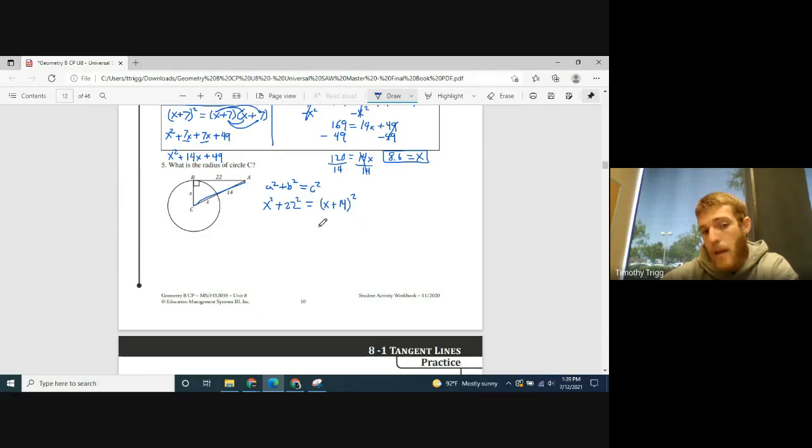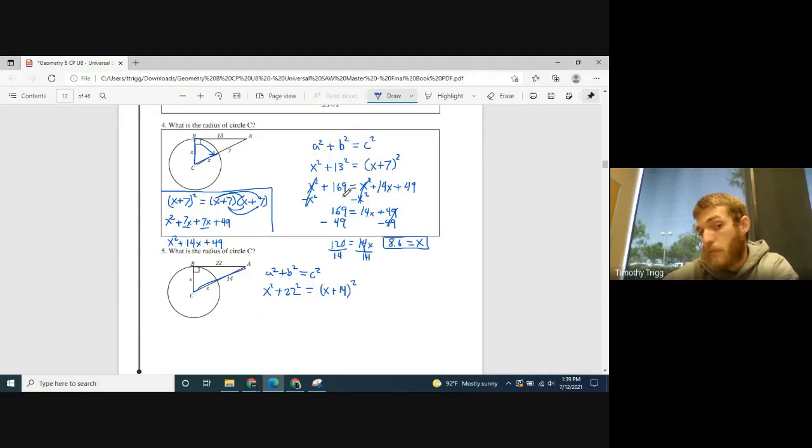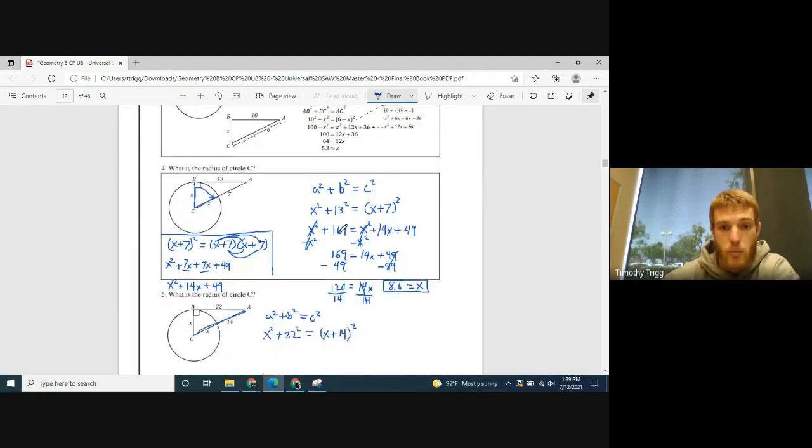See if you can finish it from there. Just try to follow the steps that we did from the last problem, and also you have an example up here as well.